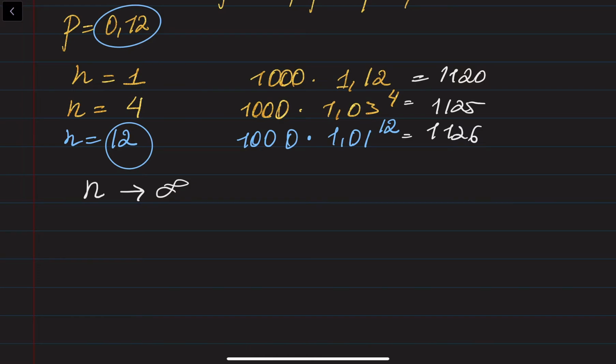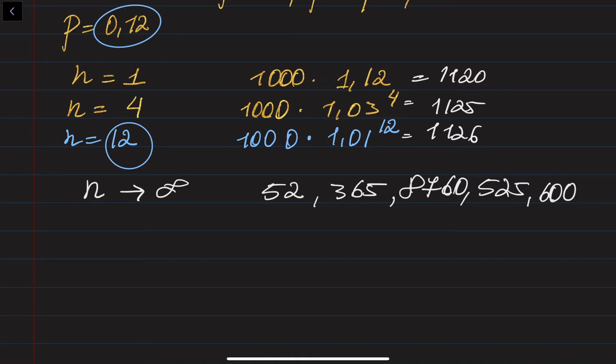So what if my bank is going to calculate this not just 12 times per year, but maybe every week, which is 52 times, or maybe every day, 365 times, or maybe every hour, which is 8,760, or every minute, which is 525,600.